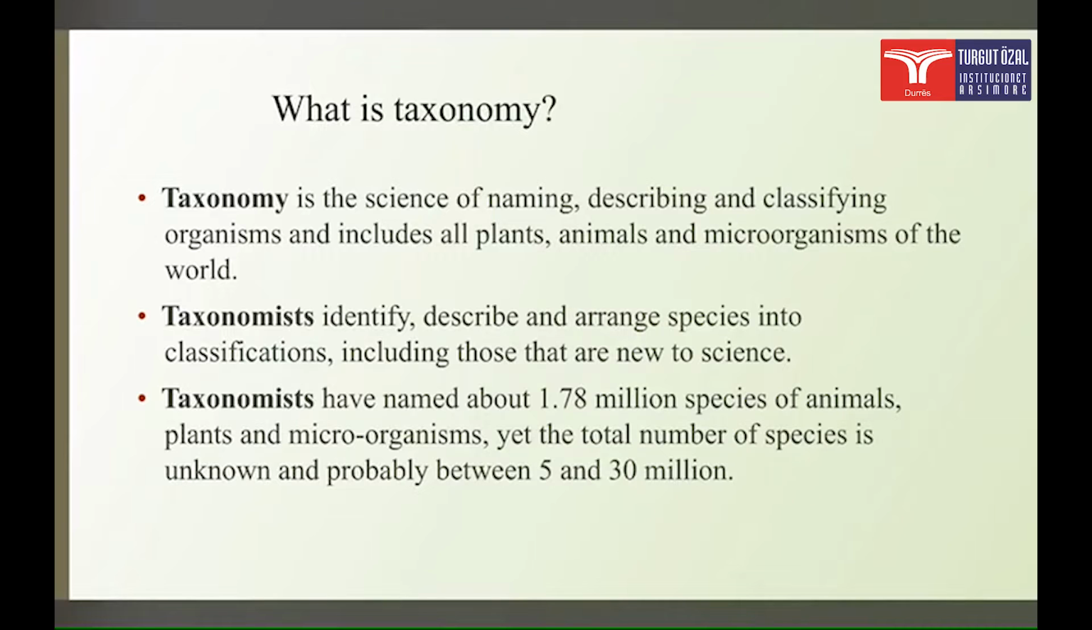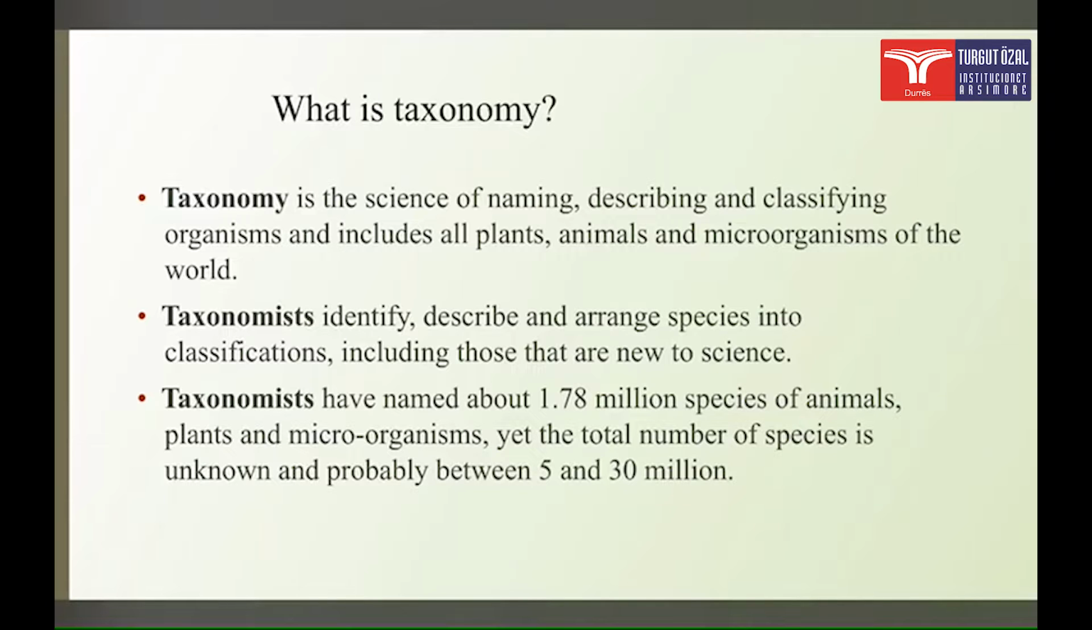Firstly, let's learn what is taxonomy. You have to know that taxonomy is the science of naming, describing, and classifying organisms that includes all plants, animals, and microorganisms of the world. But what can taxonomists do? Taxonomists identify, describe, and arrange species into classifications, including those that are new to science.